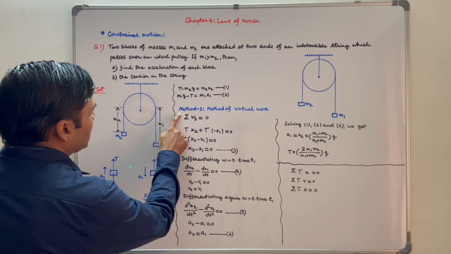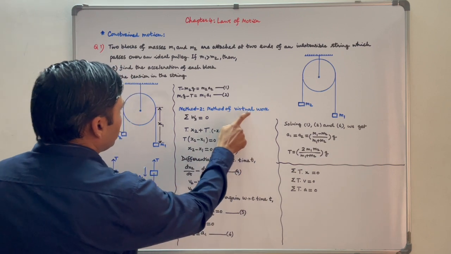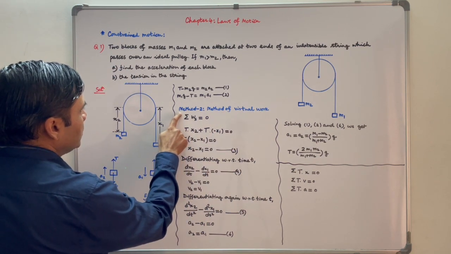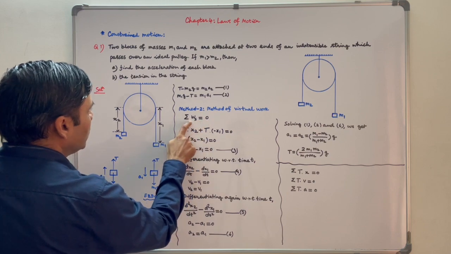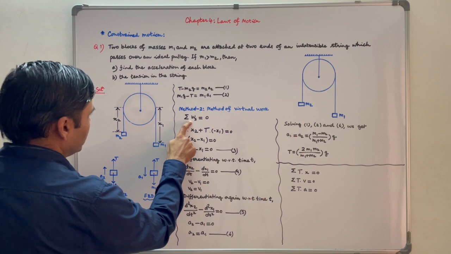Second method, method of virtual work. This method is based on the principle that the summation of total work done by the system is equal to 0. Work done is equal to force into displacement in the direction of force.